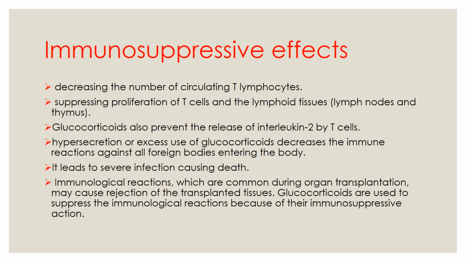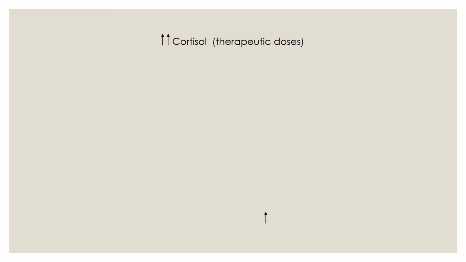However, at the same time, this immunosuppressive effect of glucocorticoids can be used as a therapy for transplant patients, because there are definitely some immunological reactions during organ transplantation, because these are like foreign bodies in the body and might cause rejection of this transplanted tissue. The use of glucocorticoids in these patients will suppress the immunological reactions and will reduce the risk of rejection of the transplanted tissue.